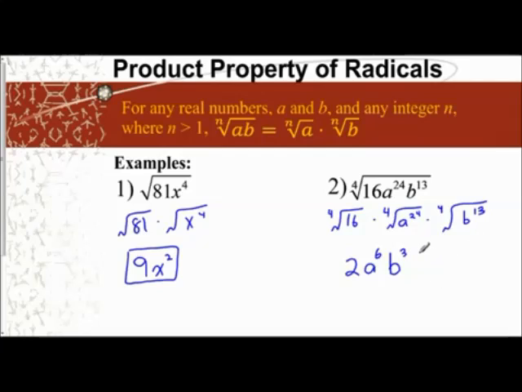Well, how many remain inside? Well, 4 and 3 give you 12. You want 13, so there's one more b remaining inside, b to the first power. So my final answer is 2a to the 6th b cubed times the fourth root of b.